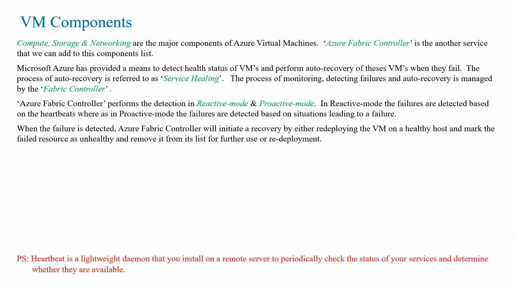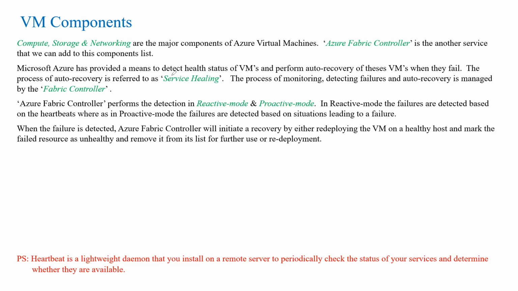So next comes the virtual machine components. What are all the components that are there in a virtual machine? There are three major components of a virtual machine. Any virtual machine you take: compute, storage, and networking. There is one more component in Azure, not with other cloud service providers, which is called Azure Fabric Controller. What is it all about? It is a controller service that has been added by Microsoft Azure.